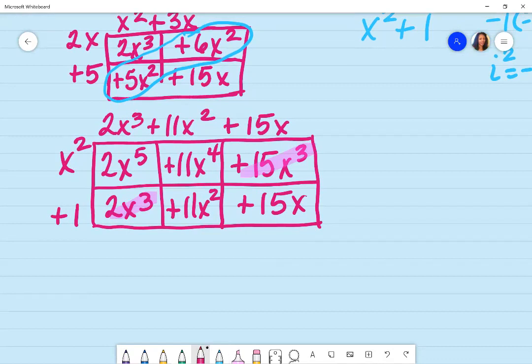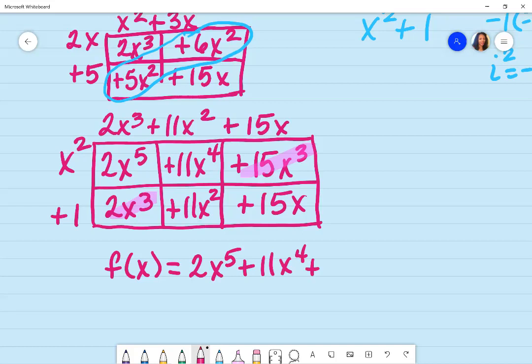I am writing a function. So it's going to start off with f of x is equal to, in standard form, 2x to the 5th plus 11x to the 4th. I can combine 15 plus 2, which is plus 17x to the 3rd. And then I can put the plus 11x squared and now plus 15x. That is my final answer.